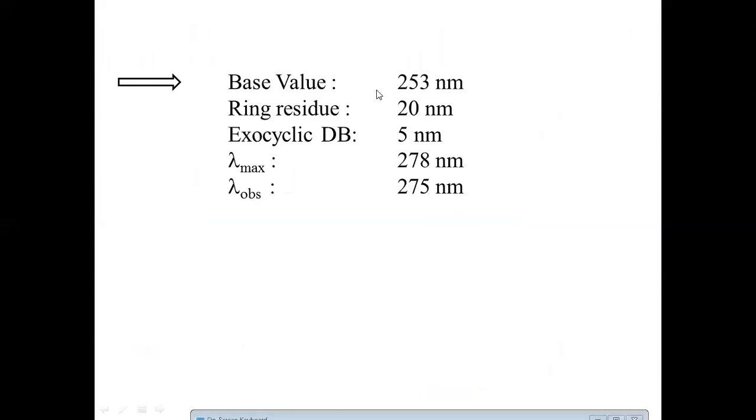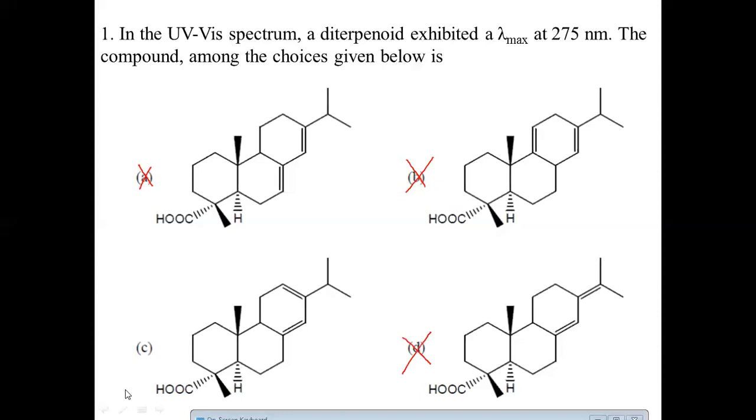Now here the base value, as you have seen here, is 253 because it's a homoannular. Now when you want to consider the ring residue, you have to see how many ring residues you have. Now this is a homoannular diene, so this is 1, 2, 3, 4. So totally you have 4 ring residues.